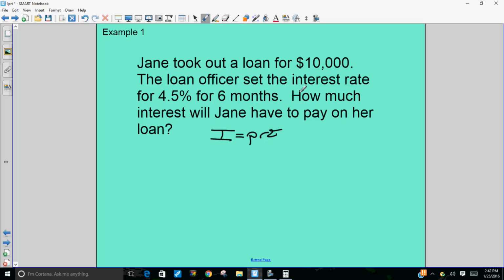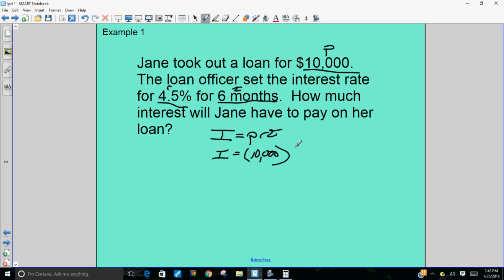Now let's see what information they gave us. Jane took out a loan for $10,000. Remember, loans are however much you've saved, those kind of things. That's the principal. The interest rate is 4.5%. That's our R, the interest rate. And then they gave us time here of 6 months. So we have the P, R, the T. Now these are pretty straightforward, and you just throw in the numbers and solve it. Principal's 10,000.